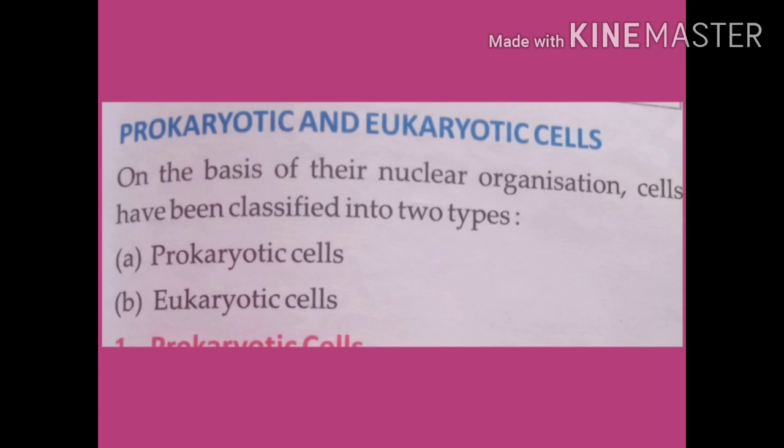Eukaryotic cells are those which have a well organized nucleus with a nuclear membrane, and these are also known as true cells. When we talk about examples, blue green algae is an example of prokaryotic cells, while eukaryotic cells include plants, animals, fungi and protozoa as examples.